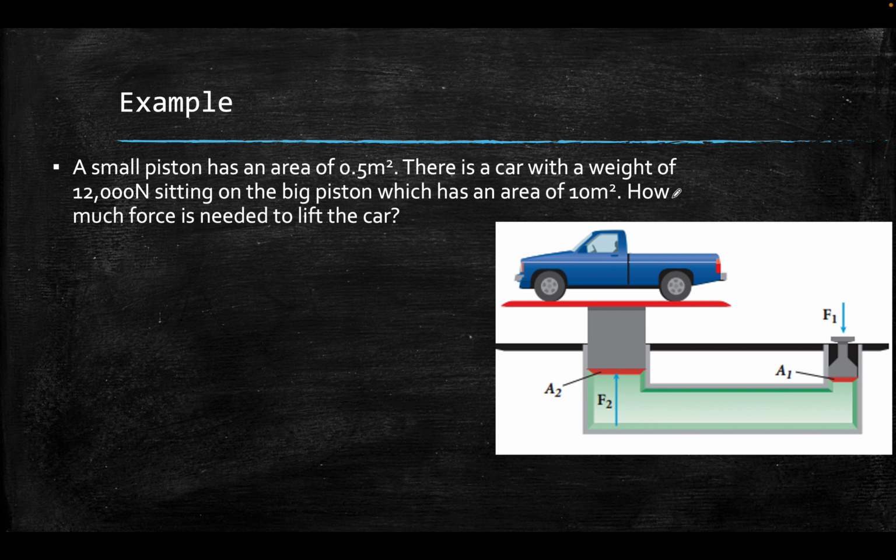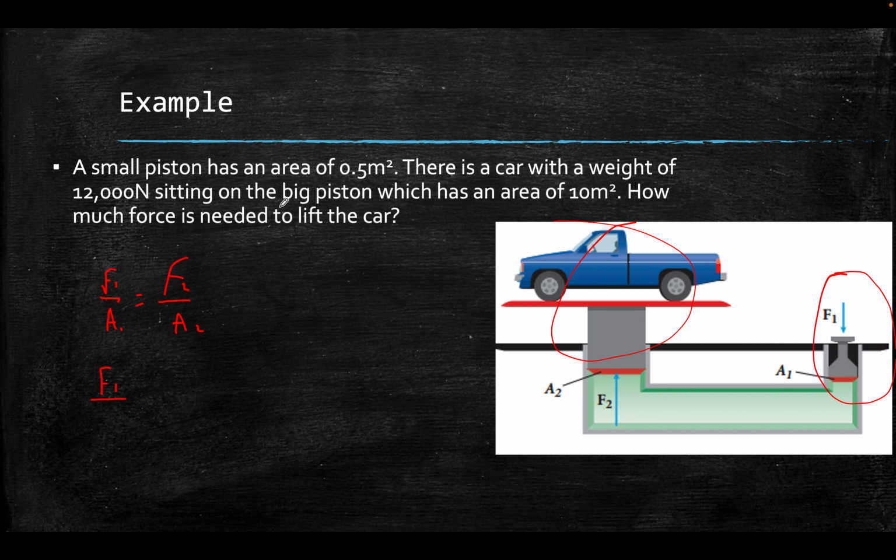So we can use our formula. P is F over A. So we can do the formula: F on one side over A equals F on the other side over A. So we've got this one could be number one, this side could be number two. Alright. So we're trying to find this force here. So F1 is what we're trying to find.